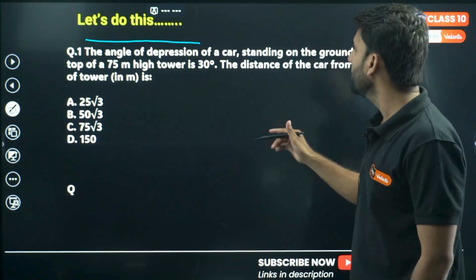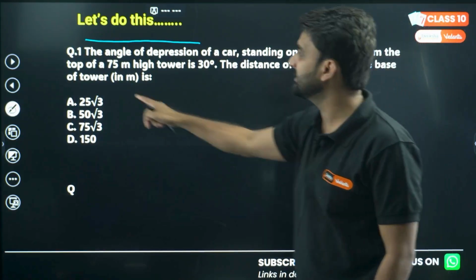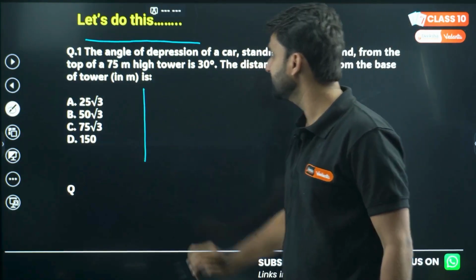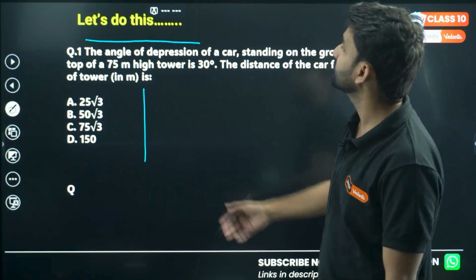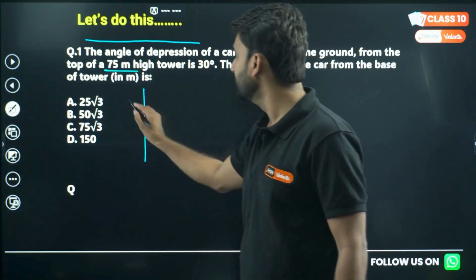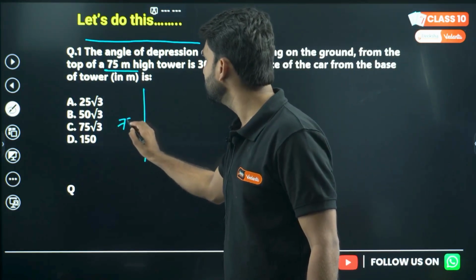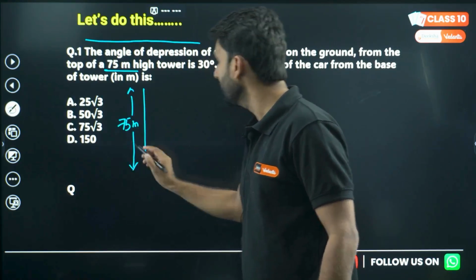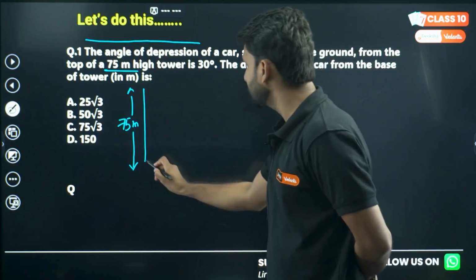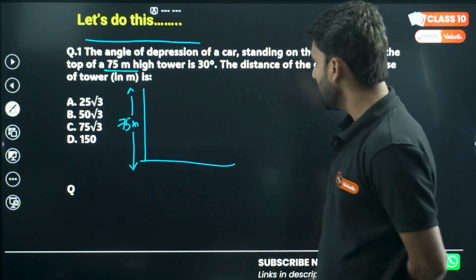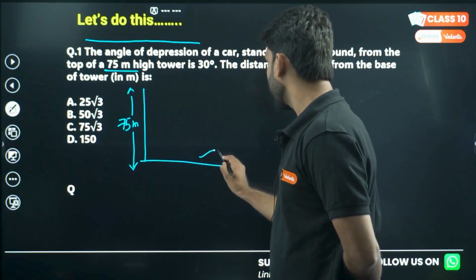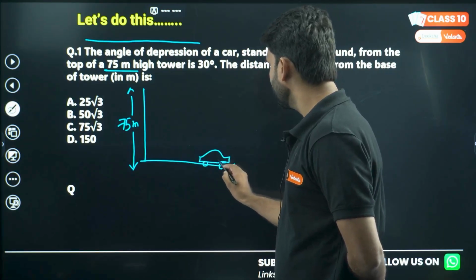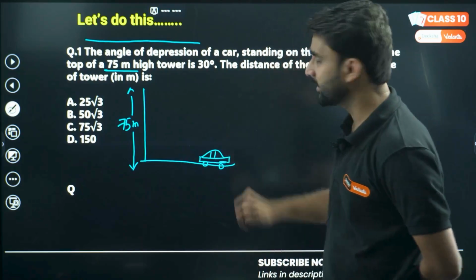So what we need to do is find the distance of the car from the base of the tower. There is a tower, so let's draw the tower first. The height of the tower is given here, 75 meters. So my dear lovely students, this is a tower, and its height is already given to you. Now this is the ground, the earth, and there is a car. The car is moving towards the building, let's say.